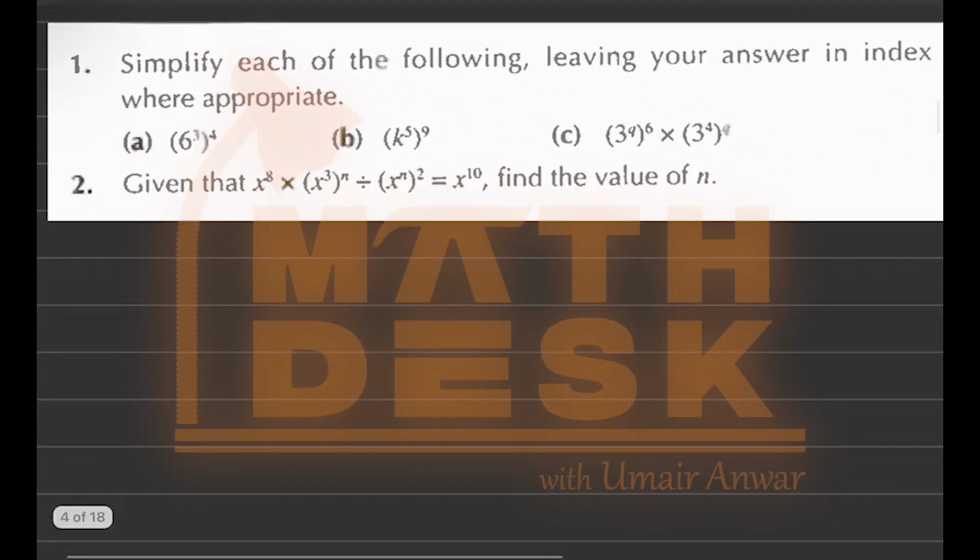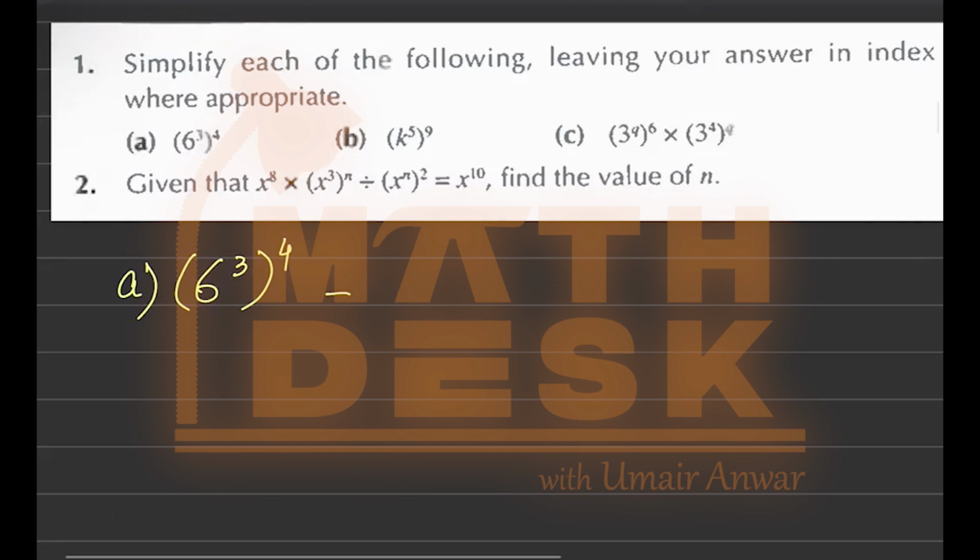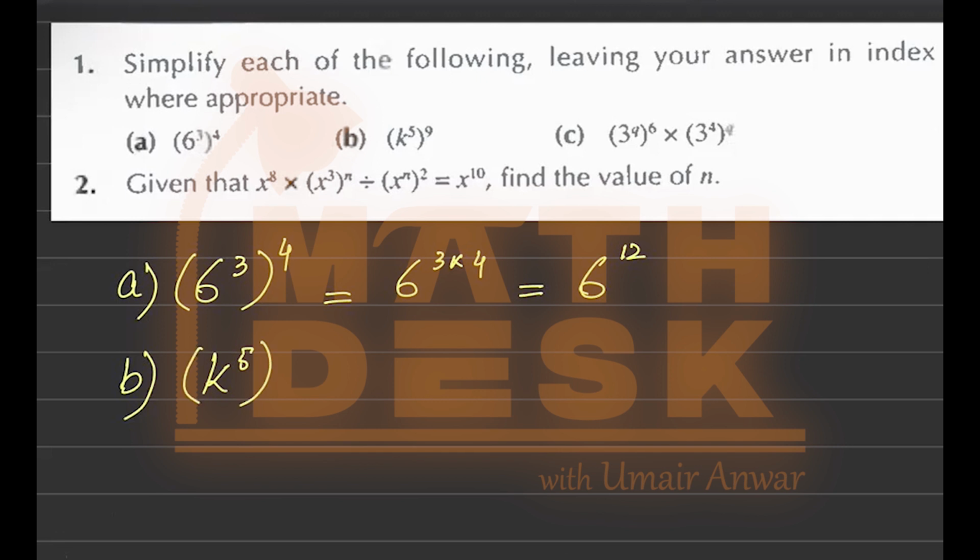The first question is simplify each of the following, leaving your answer in index form where appropriate. The first part is where 6 raised to 3 has another index of 4. So since there are 2 indices over a single base, both the indices should get multiplied by each other, and the final answer would be 6 raised to 12. In part B, it says k raised to 5 has another index of 9. So k raised to 5 multiplied by 9 should be written over here, and the final answer would be k raised to 45.